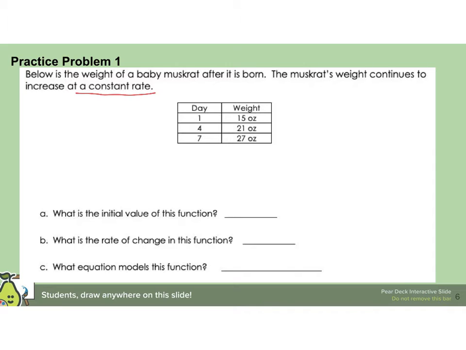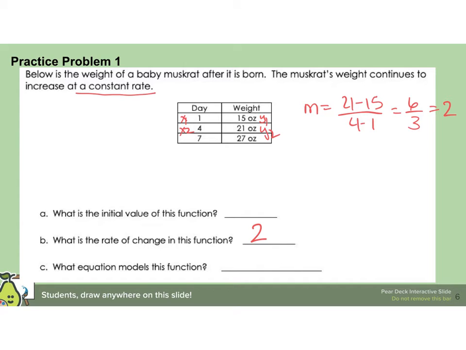What's the initial value? Well, before you can find the initial value, because it's not in the table, you have to find the slope. So let's find the slope first. And I'm picking 2 points. So 21 minus 15 over 4 minus 1 is 6 over 3, which is 2. So the rate of change is 2. And that's 2 ounces per day.